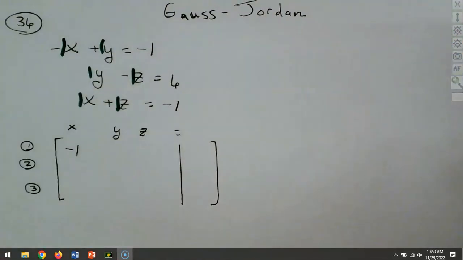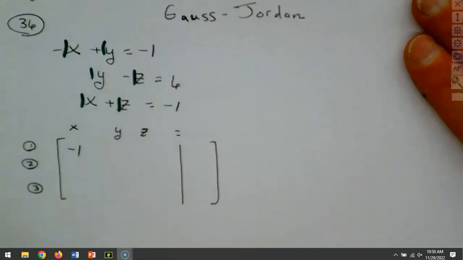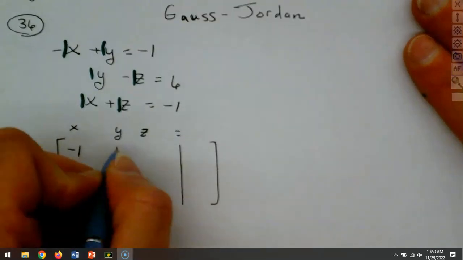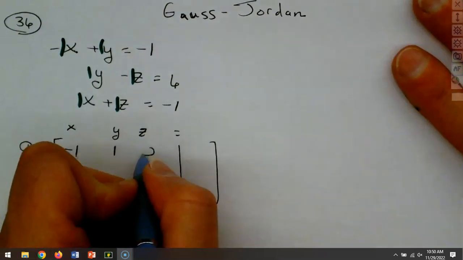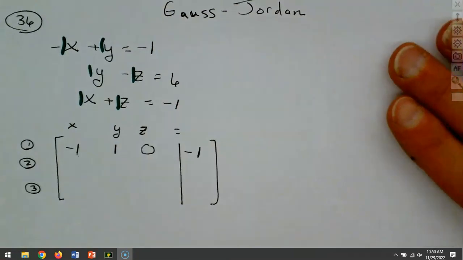So this is pretty easy to work with. We put the 1s there. So our x on our first one is a minus 1. We have a 1y, and do we have any z's? No, so we use a 0. And that's the minus 1 on the other side.